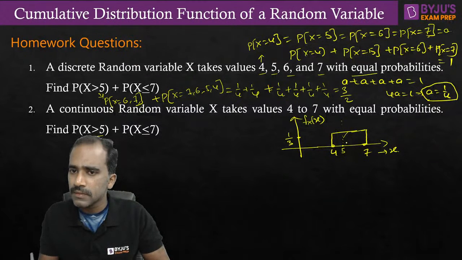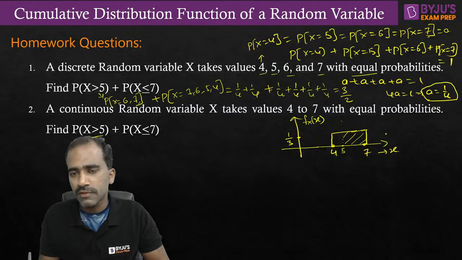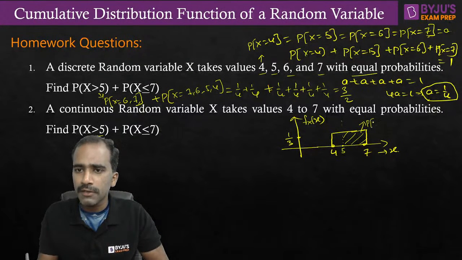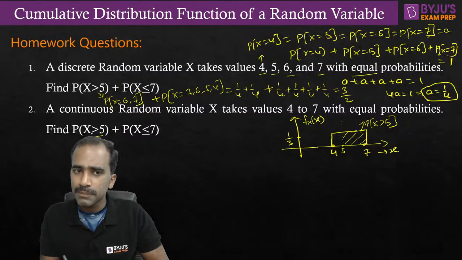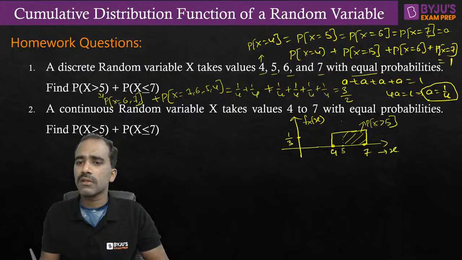What is that area? This area. After 7, there is no area to find. So this is the area that corresponds to the probability of x greater than 5. Whenever they ask us to find a probability for a continuous random variable, it always indicates an area in the PDF graph. In the PDF graph, the probability always indicates some area or the other.